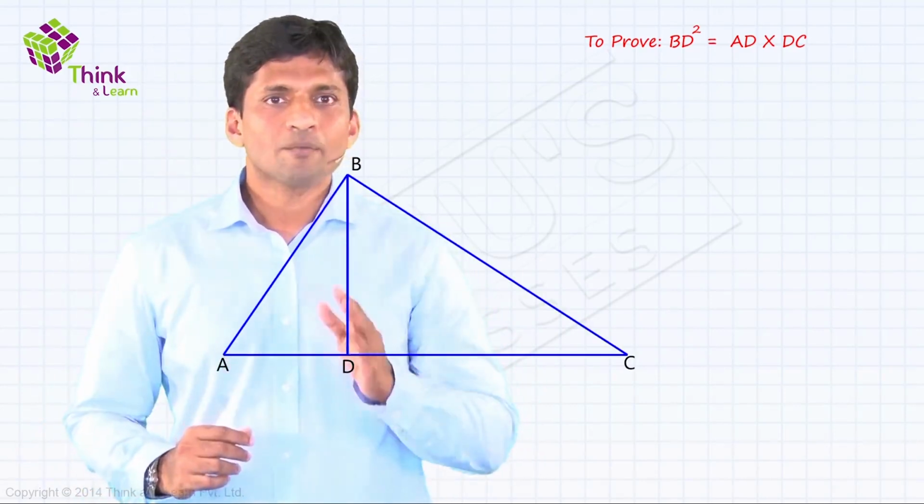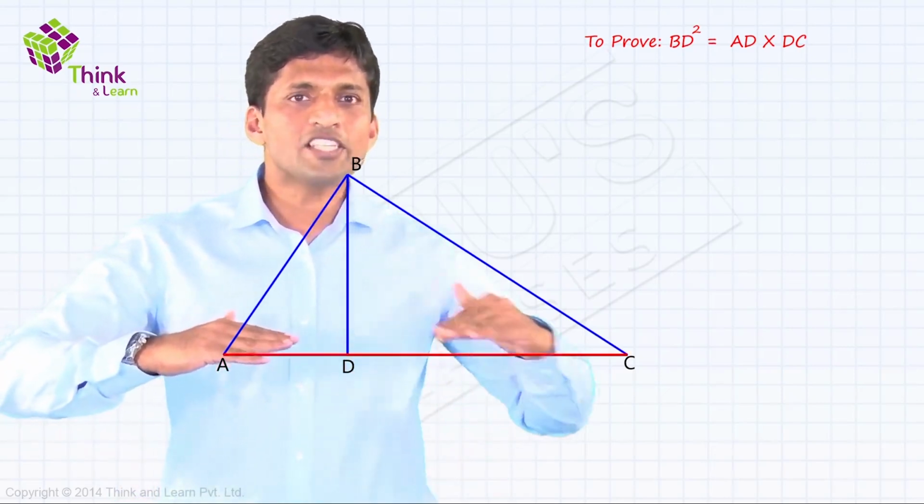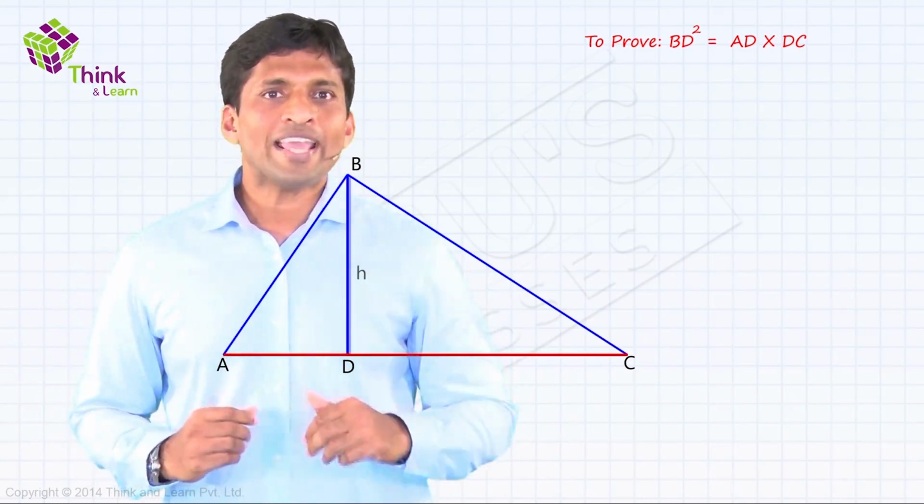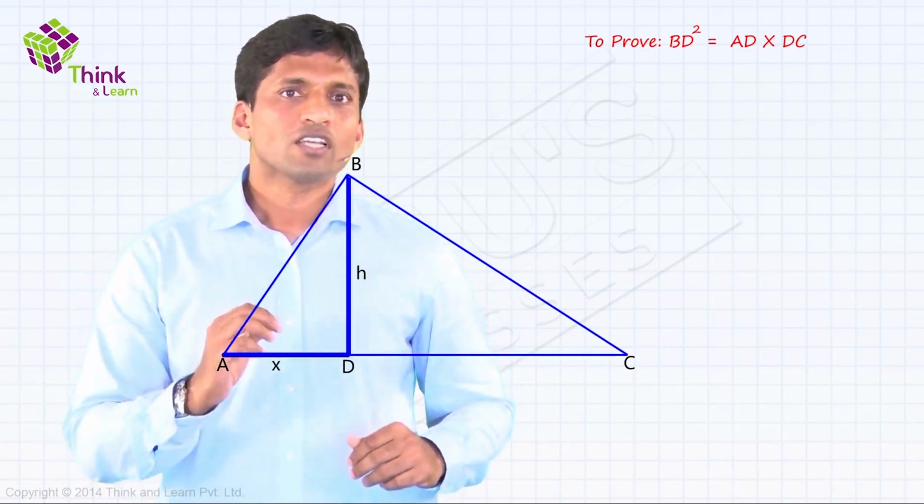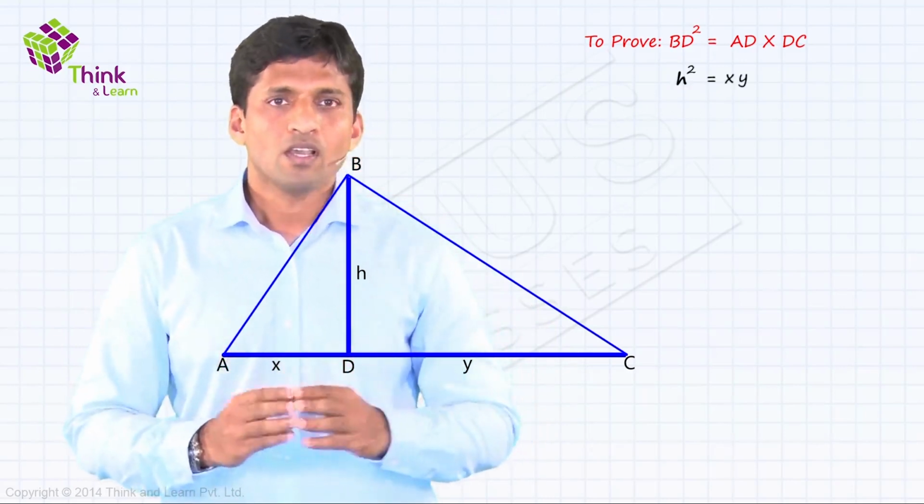Now we need to prove that BD square equal to AD into DC. So replace BD by H, AD by X, and DC by Y. So I need to prove H square equal to XY.